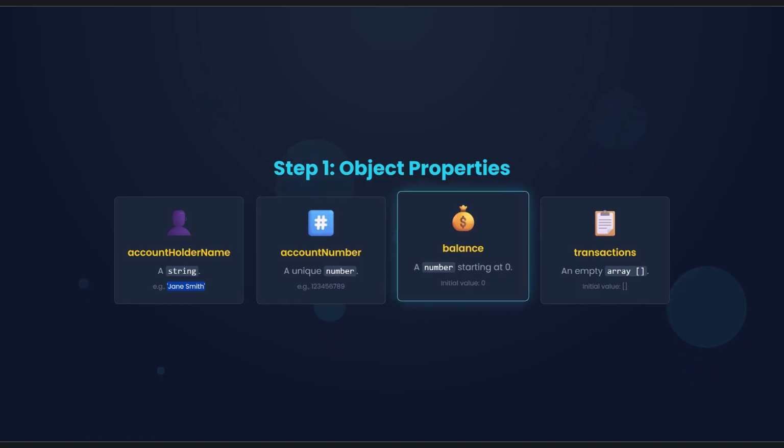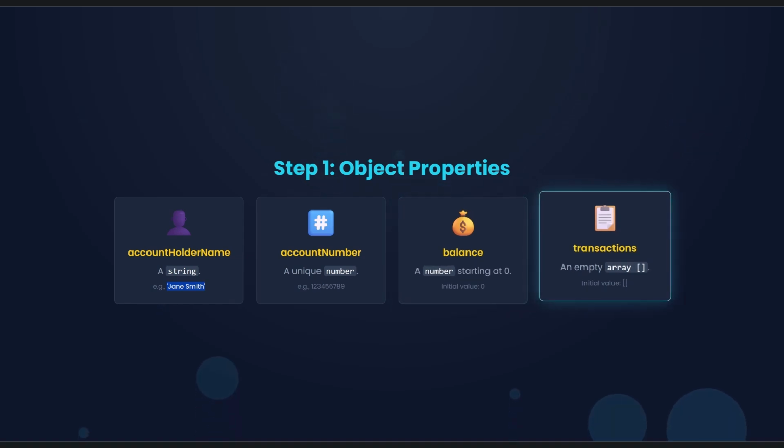Next property, balance, a number that will hold the current amount of money in the account. It should start at 0. And next property, transactions, an empty array. We'll use this array to keep a record of all deposits and withdrawals.